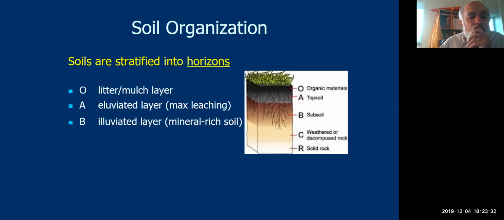So the A, going back to that, is what's called the eluviated layer. Now, this word simply means that the process of water moving material out of the soil vertically downwards is maximal in the A level. So the A horizon is defined by having been modified by the action of water moving materials down through the A and then depositing them into the B level.